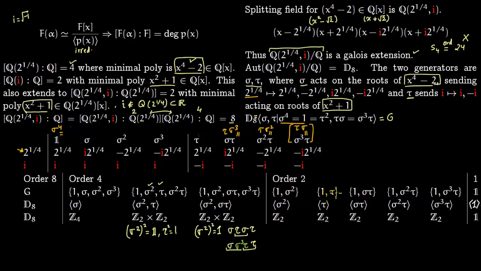Again, sigma 4 is identity. 1 and tau. 1 and sigma tau. Again, all these are cyclic groups of order 2. So again, we have already checked this as identity. Again, sigma square tau, you can check, this is identity. Sigma cube tau, this is identity. So we have a couple of groups of order 2, and then we have the corresponding group of order 1, which is just the identity map.